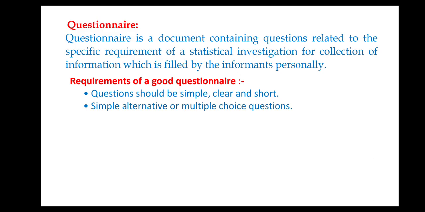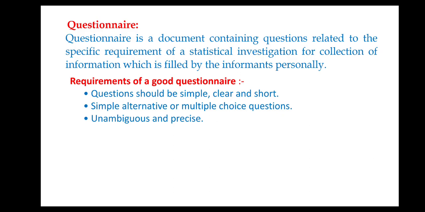Simple alternative or multiple choice questions. Either yes or no type, or strongly agree, agree, neither agree nor disagree, disagree, strongly disagree. Like that, a 5 point scale, the Likert scale, can be used. Or yes or no type, or accepted, rejected, or cannot say. Any form that makes the question simple to understand should be there.